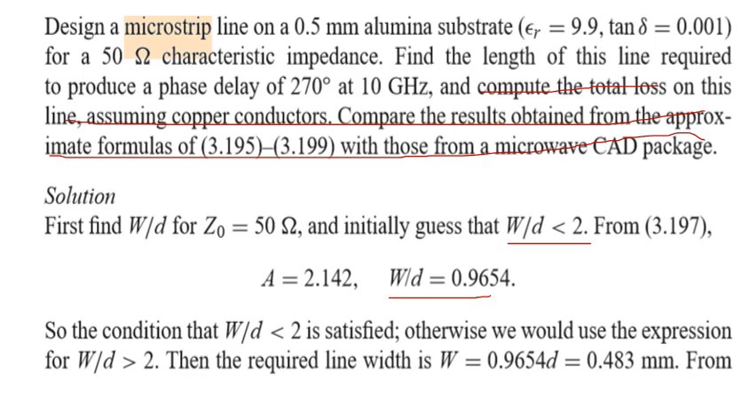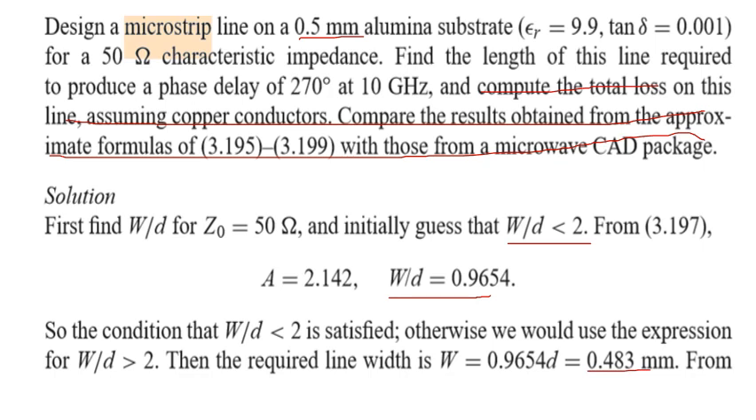Now we will be using the expression for W by D less than 2. From that, you are supposed to find the width, which is very simple. D is already given to you, and you just have to multiply it and get the remaining formula. So D has been given as 0.5 mm. Just multiply it and you get the value of W as 0.483 mm.